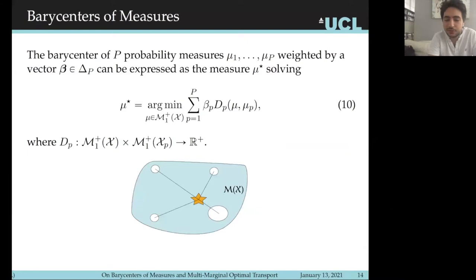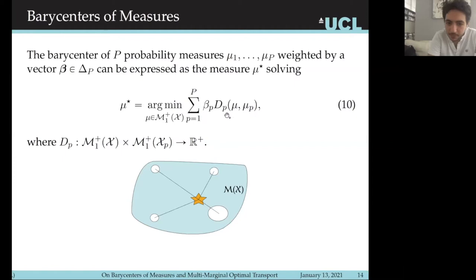Okay, so now we come to the first problem we study, which is the problem of averaging measures. We call that barycentric averaging. It's basically a direct extension of means on Euclidean spaces to probability spaces. The idea is you're going to try to find a measure mu which is as close as possible to a set of measures mu one to mu P, according to some distance.